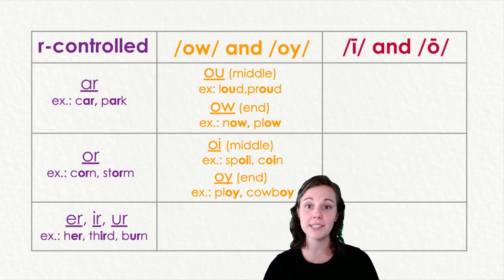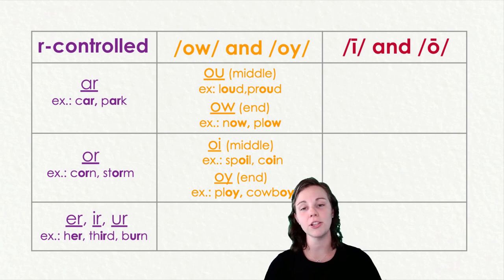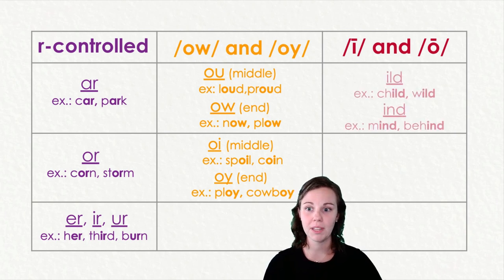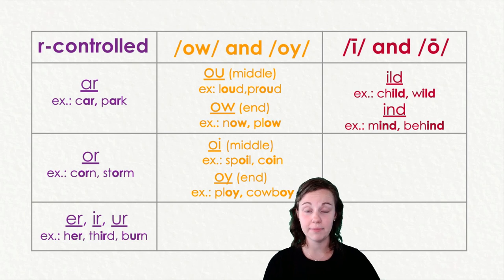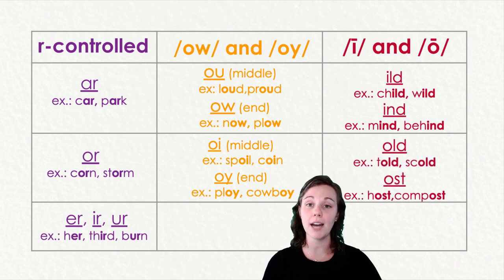And most recently, we've looked at these closed syllable exceptions, making the long I and long O sound. We saw that ILD, spelled I-L-D, can be found in words like child and wild. Then we saw that IND, spelled I-N-D, is found in words like mind and behind. Then we looked at those long O patterns, where O-L-D said old, like told and scold. And O-S-T said ost, like in host and compost. That's a lot to review, but we'll try it out with some reading and some spelling.